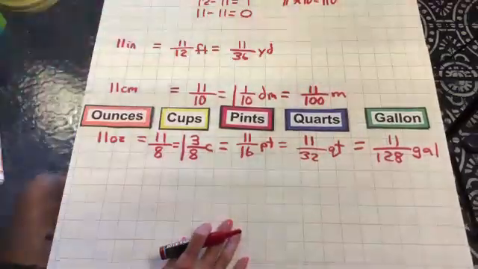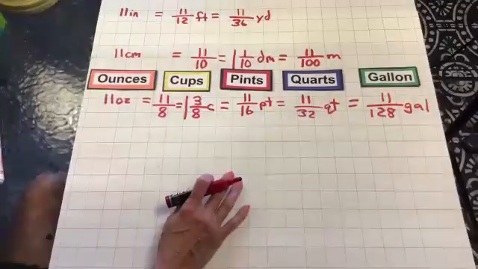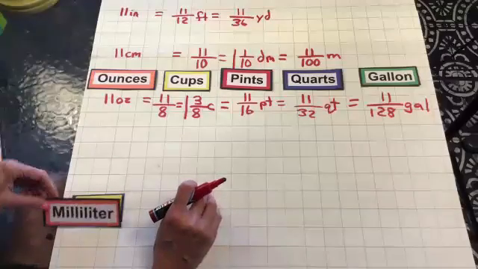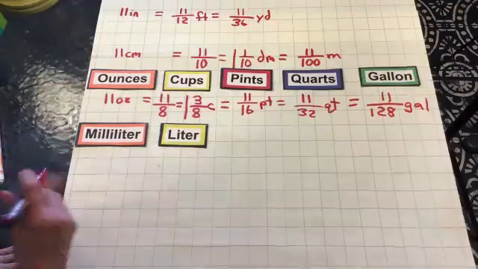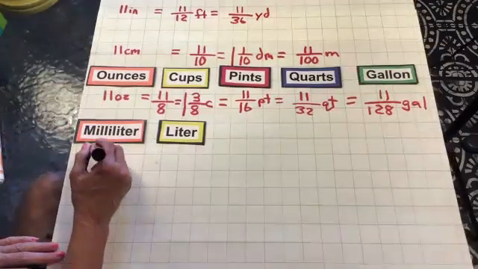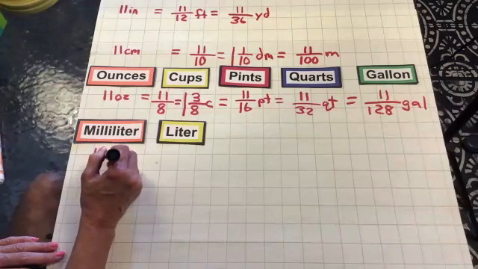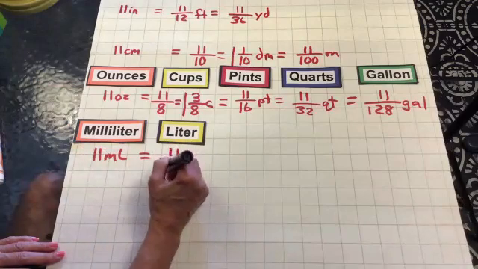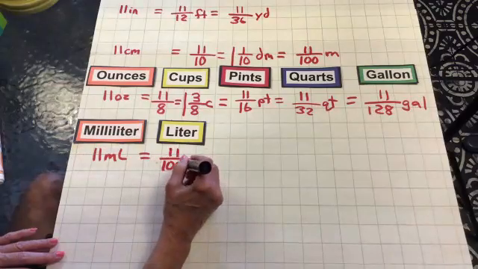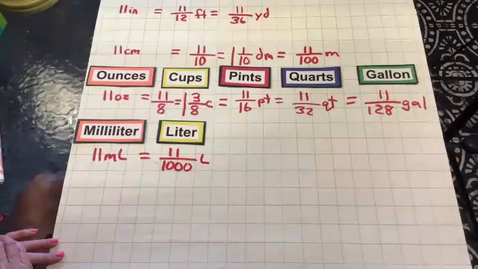I'm just taking these off so they don't fall. And our last category for today is milliliters and liters, which is the metric form of liquid measurements. So here we go, 11 milliliters is equal to 11 out of 1,000. It takes 1,000 of them to make a liter.